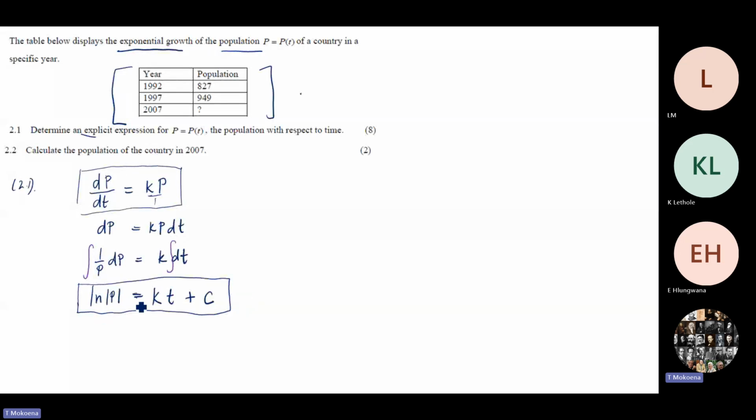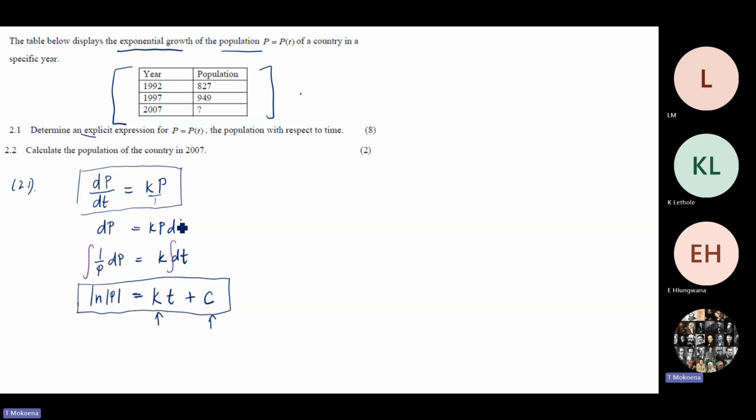So this is the general solution. Now let's talk about the conditions so that we can plug them in, so that we can get our constants, which are K and C. But firstly, let's see how the conditions stand. They said at the year 1992, we'll take year 1992 as our reference, so we'll take it as year zero, the initial year.